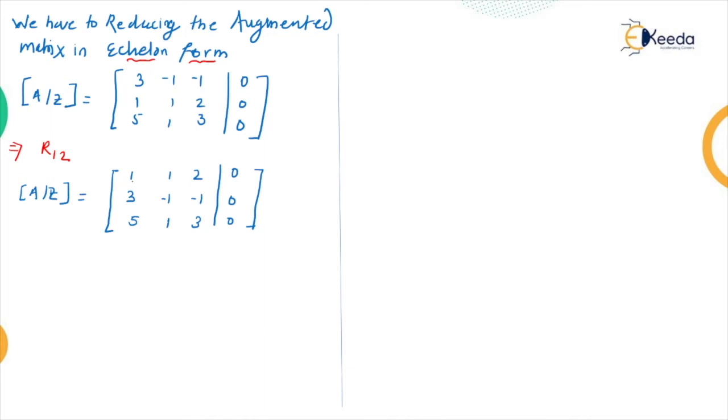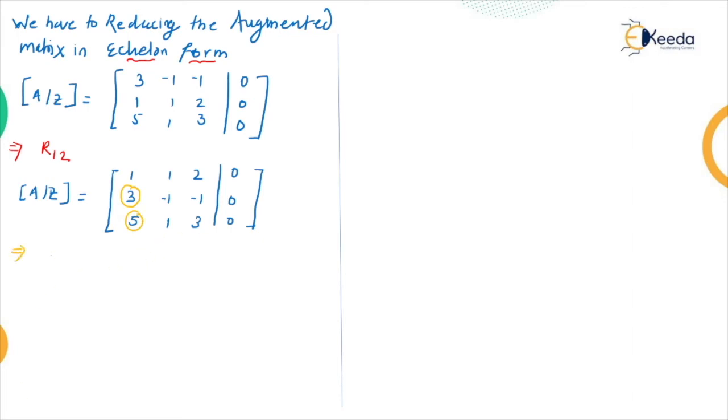Now we have to make all the elements below the leading element 0. In echelon form, you have to observe that the leading element in the first row and first column is 1, and the elements below it we have to make 0. So let's see which are the elements below the leading element. So 3 and 5 we make 0 here. So how to make that?